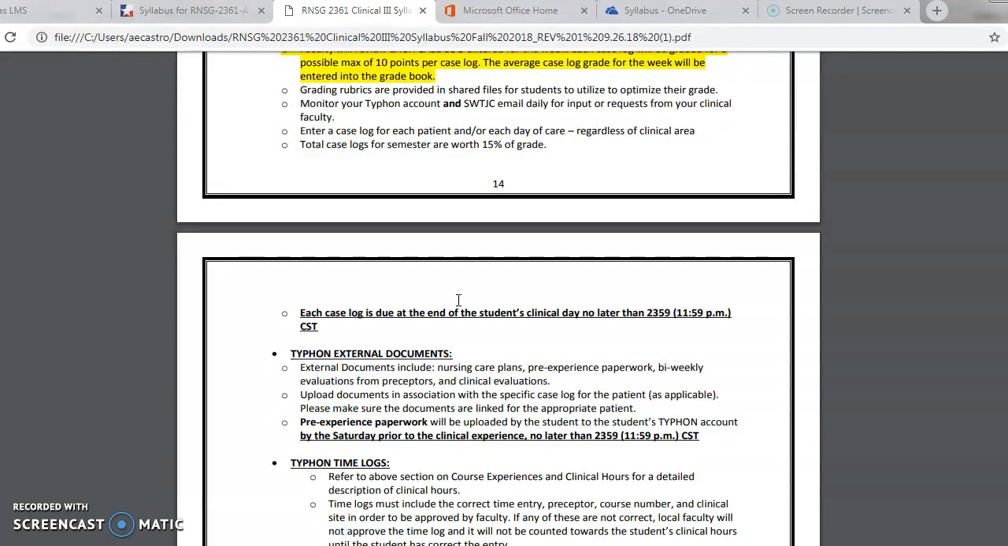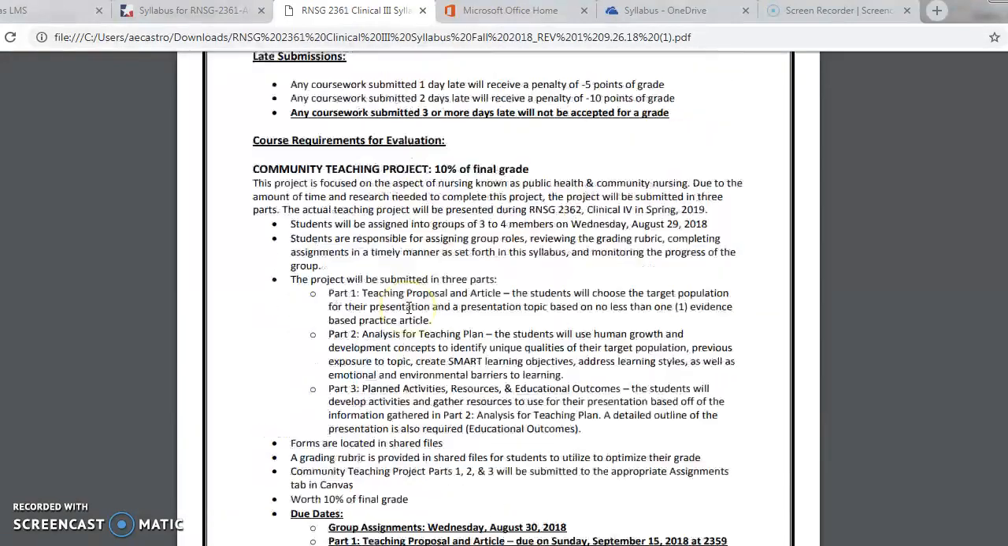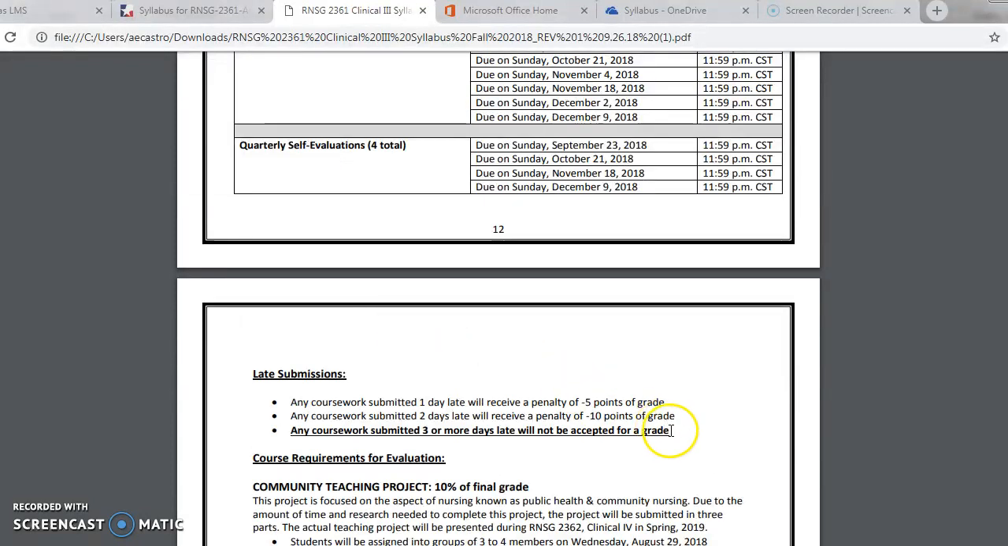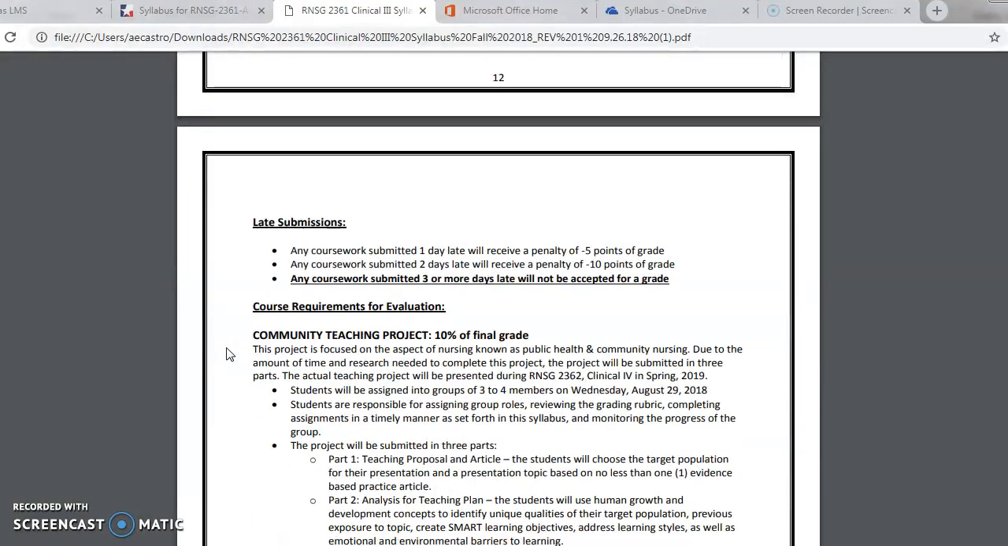That's fine. It would be easiest for us as faculty if you would go ahead and upload your quarterly evals and your care plans into Canvas. We'll go off of what dates you submitted them in Typhon as to whether or not they were on time, because remember, there are deductions for late submissions. But if you would upload them into Canvas, it would help us greatly in getting those graded faster.